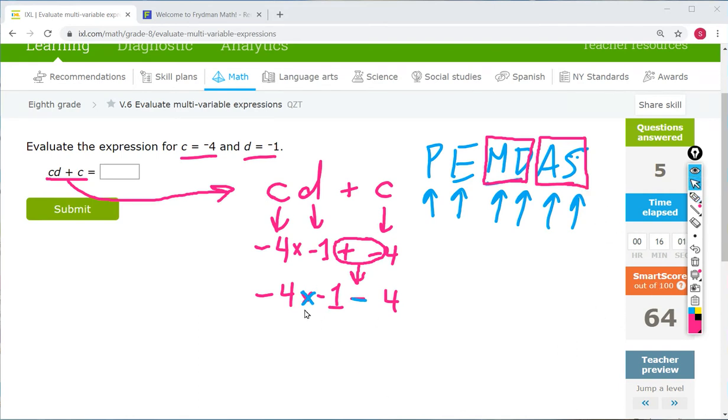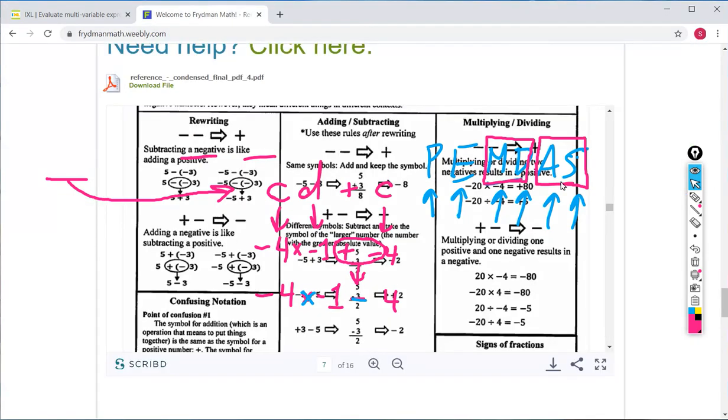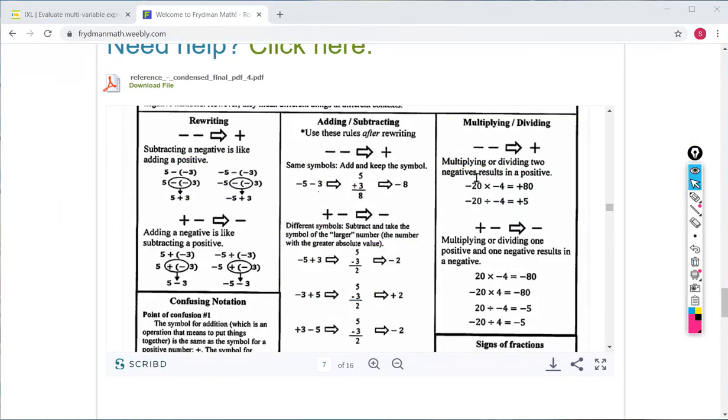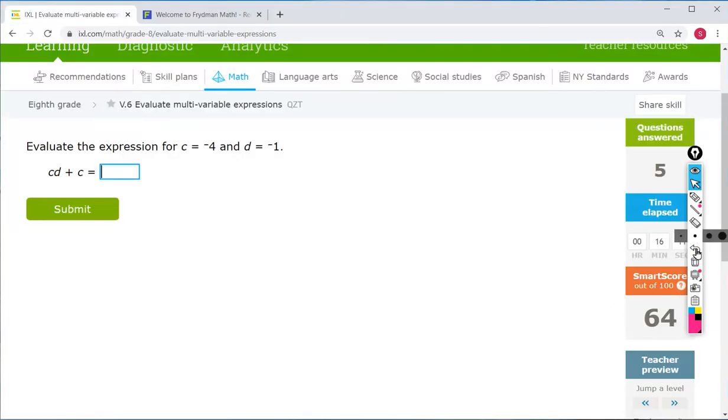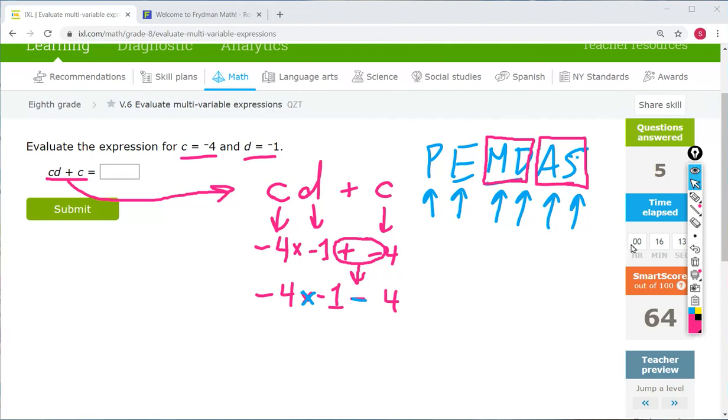So let's remember the rules. If we have two negatives and we're multiplying them together, the answer is positive. So back here, we had a negative times a negative, so that would be positive. So we'll write positive, and 4 times 1 is 4. So I'm going to write positive 4, and then I still have this minus over here, minus 4. And of course, 4 minus 4 is 0, so that would be my answer there.